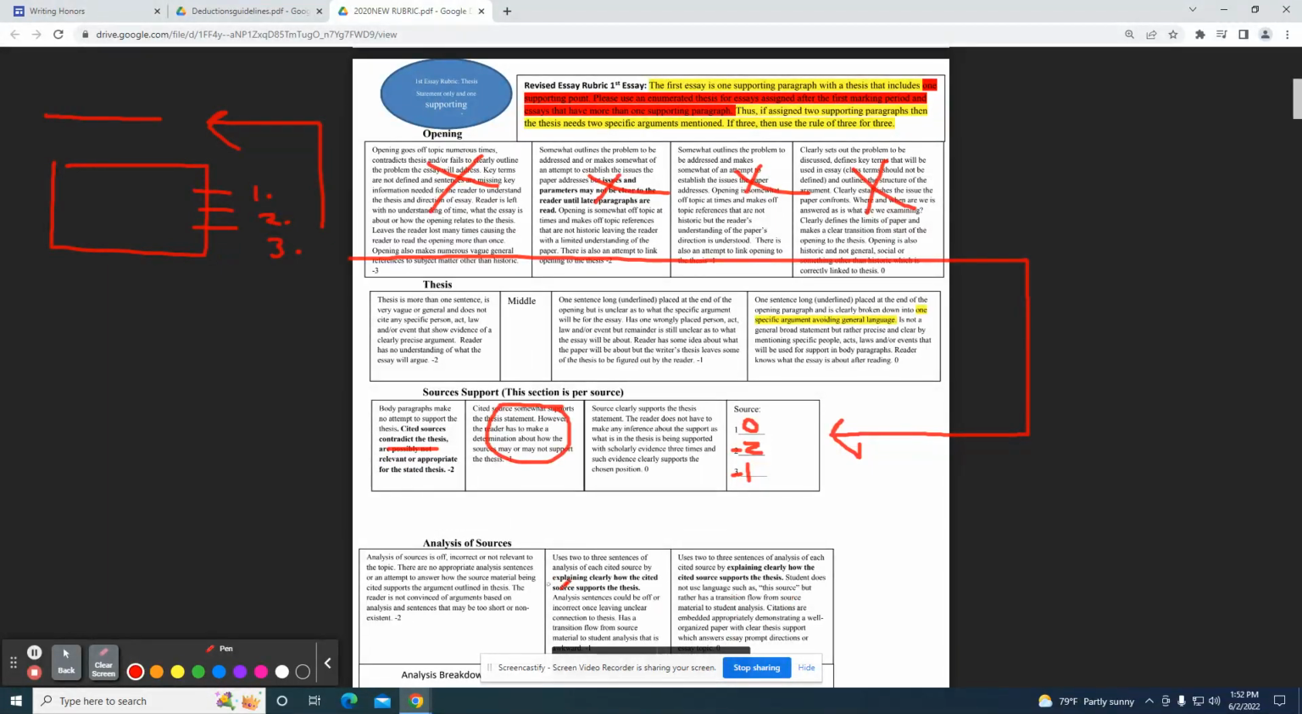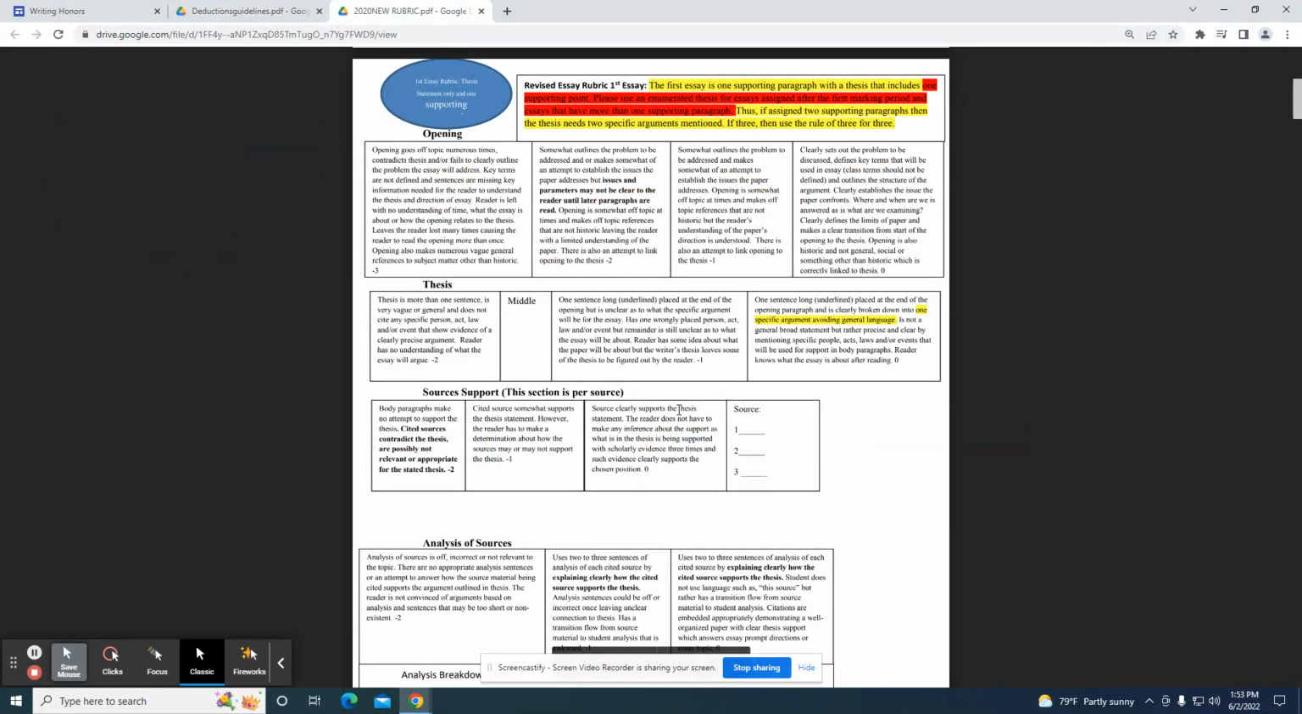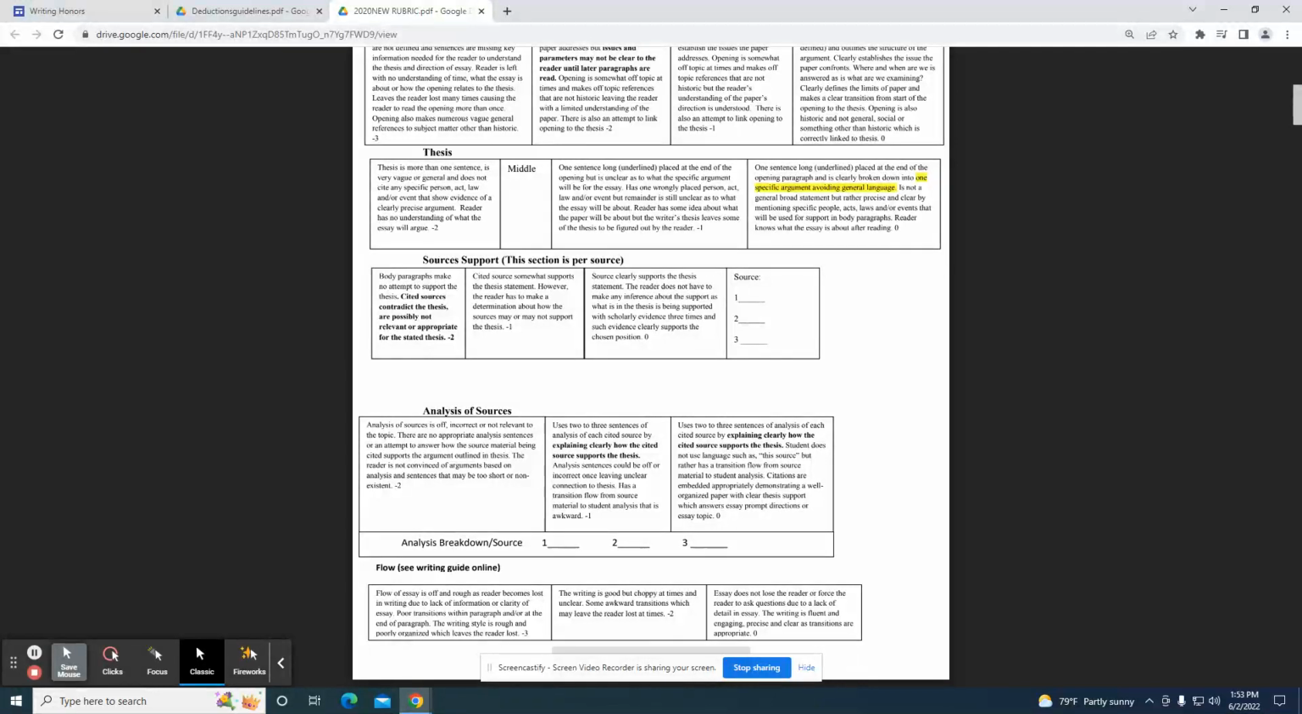Then I go down to the analysis section, and now I'm looking at the cited source. This source has a 0. It clearly supported the thesis, but now I'm looking at how you analyze the source. Do you correctly analyze the cited source? Looking at source number 1 and your analysis section, do you explain clearly how this cited source supports the thesis? It's just yes or no. So we go back down, looking at this section. I have to make that decision based on how you analyze your source.